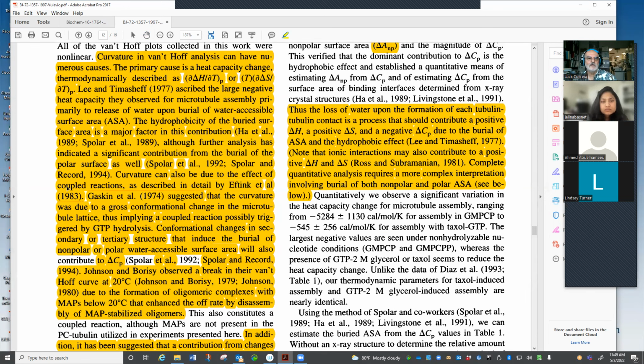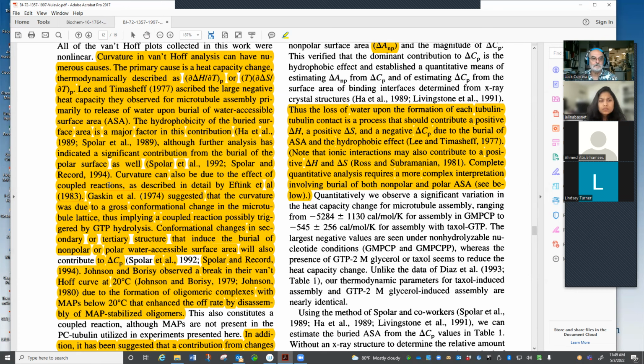Curvature can also be due to the effect of coupled reactions as described in detail by Eftink. So Eftink was talking about protonation reactions. That's Maurice Eftink, by the way. He's up at the University of Mississippi. I think he's still there and I think he's still a dean. And so the idea is that something happens and then there's a change in a pK and a proton gets lost. Well, when the proton gets lost or a proton binds, that's a binding. That's a change in enthalpy. So part of the influence of the slope is a change in the binding of protons. The Lee and Timasheff paper went through that. The binding of magnesium ions, et cetera, et cetera. So part of the curvature can be due to coupled reactions.